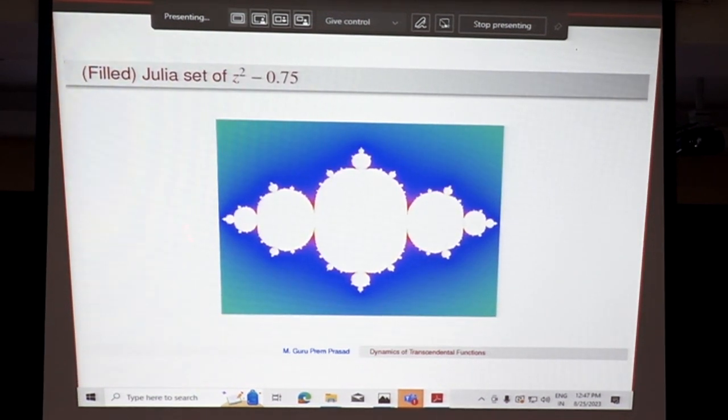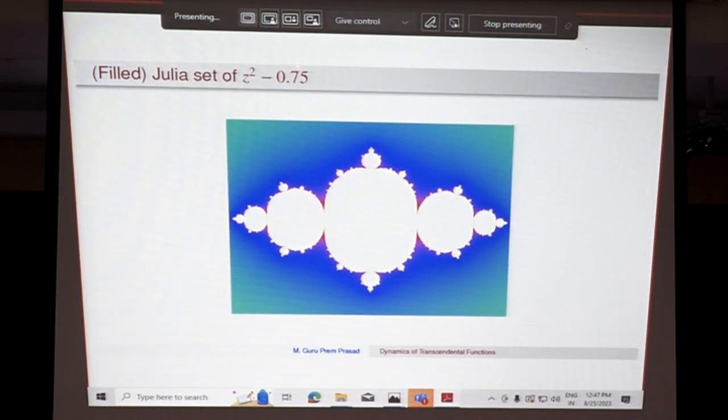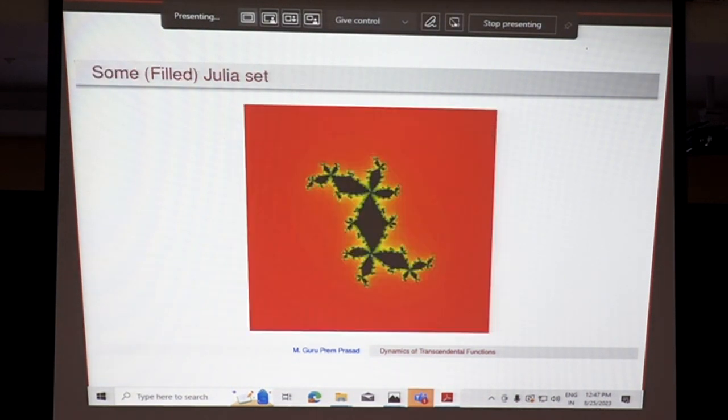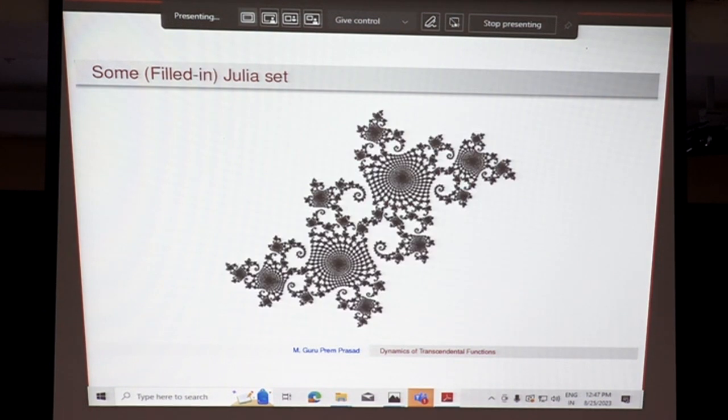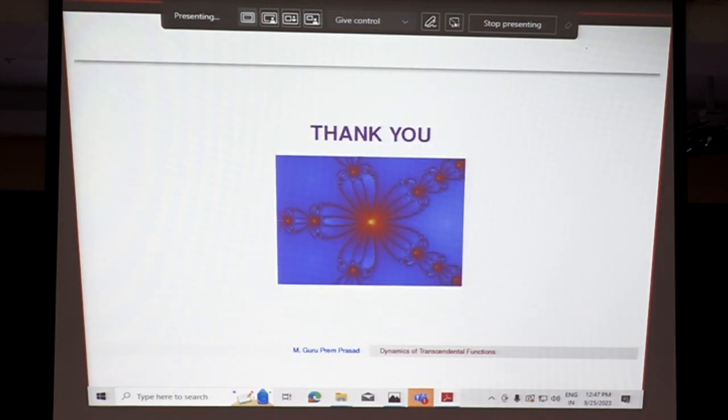These are some of the Julia sets, and this is the Julia set of the polynomial z square minus 0.75. The boundary is the Julia set. The white color is one basin, blue color is another basin. So the boundary becomes the Julia set. That also looks like a self-similar structure. So that's why we call it fractals. So these are fractals arising from dynamical systems.